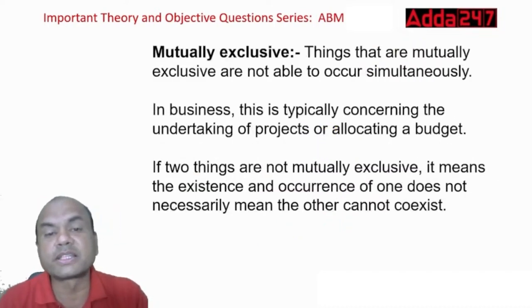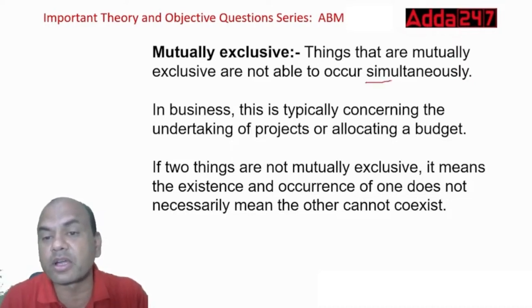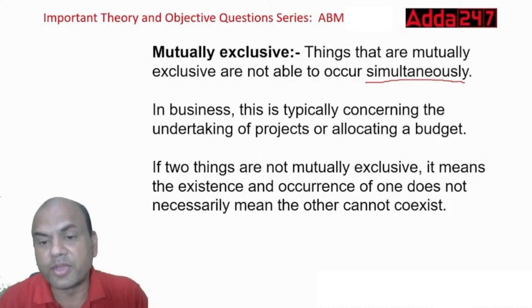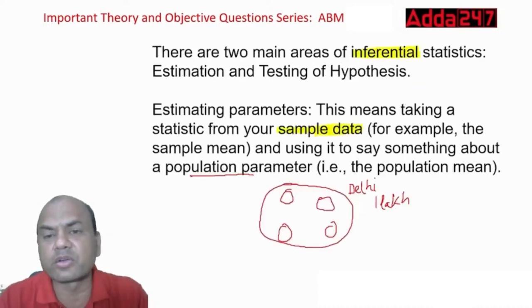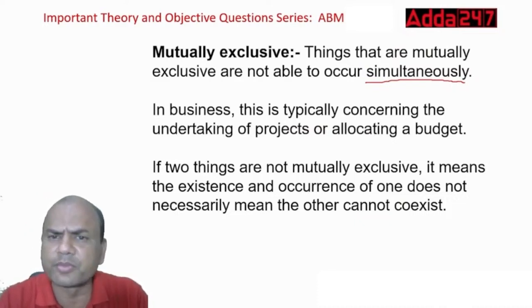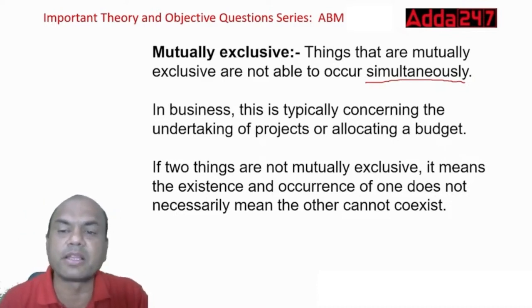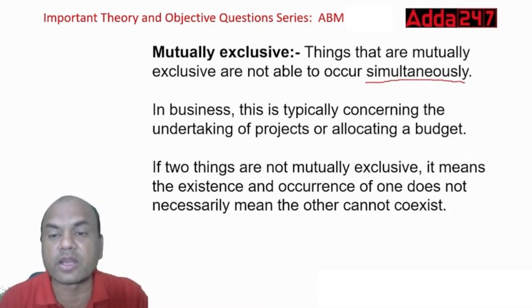Now what are mutually exclusive events? Things that are mutually exclusive are not able to occur simultaneously. So simultaneously they won't occur at all. Can it occur simultaneously that you pass and you fail in any exam? No, these are exclusive events. Either you pass or you fail. In business, this is typically concerning the undertaking of projects or allocating the budget.